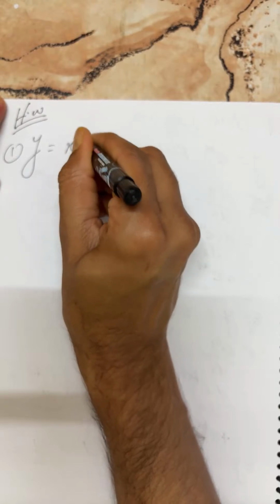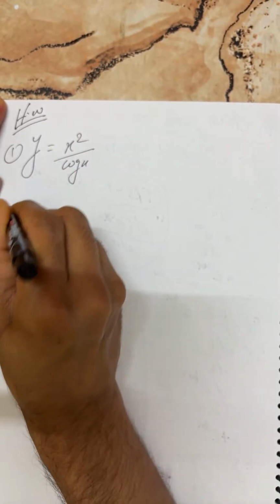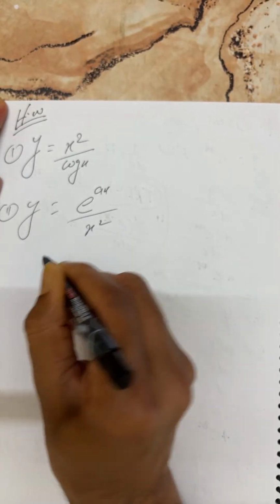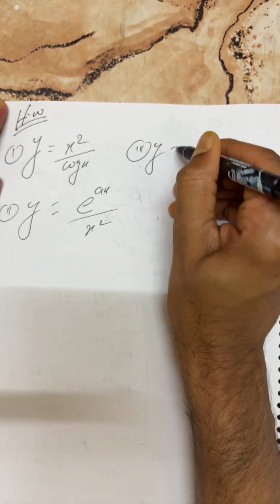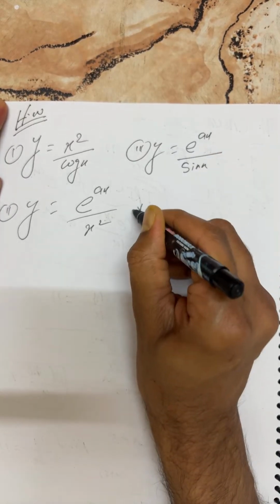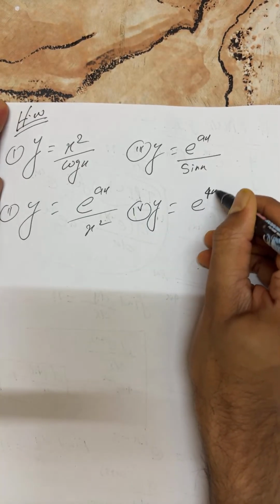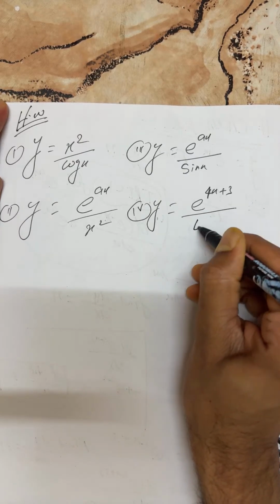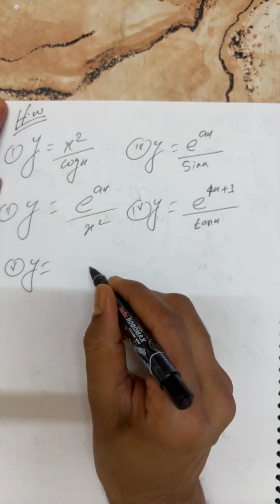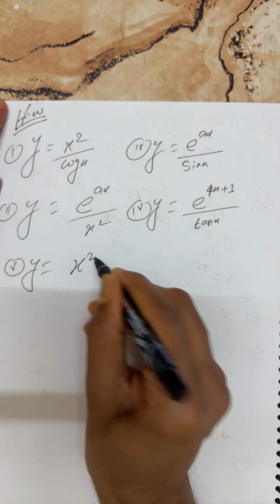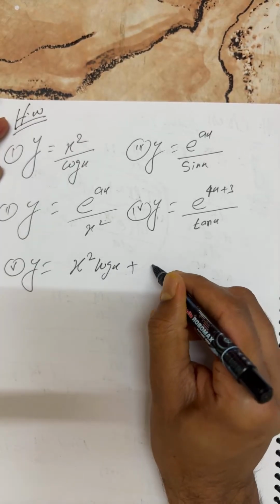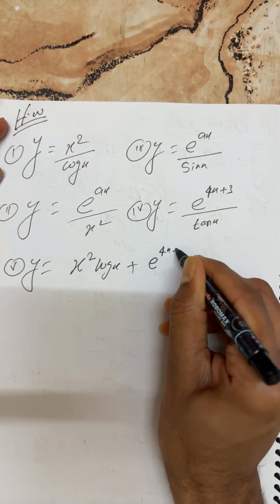First, y is equal to x square upon log x. Second, y is equal to e to the power ax upon x square. Beta, the third one: y is equal to e to the power ax upon sin x. Fourth: y is equal to e to the power 4x plus 3 upon tan x. Fifth: y is equal to x square into log x plus e to the power 4x plus 3. These are a good kind of question.